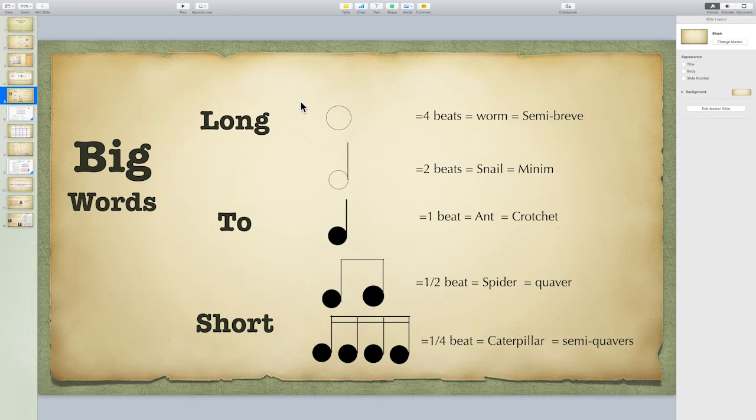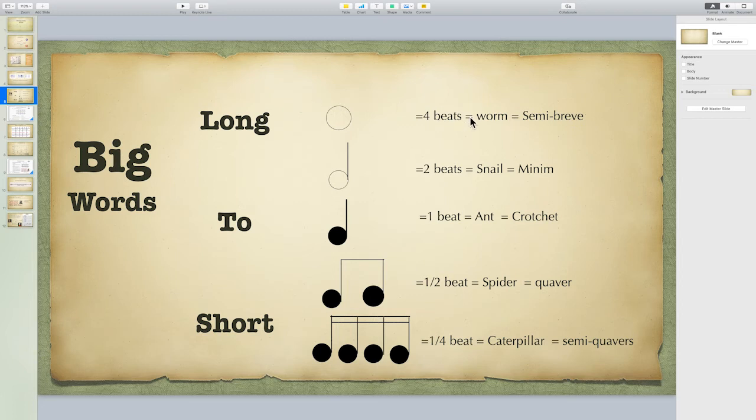Okay, so this needs a little bit of thought, and you need to remember this kind of stuff. So you might have to spend a little bit of time writing these things down and remembering them. So we've got big words, and this is how you start to write it down as music. So before we had ants and spiders and caterpillars. Now we've got a couple of other things too.